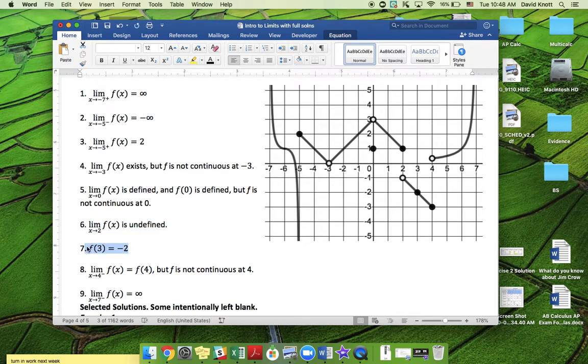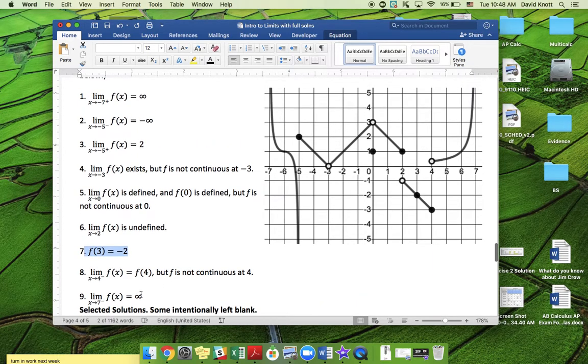f of 3 equals -2. No one really had any trouble with that. That just means that your function should be at -2 at 3, right? This one here, not too much trouble. People kind of got this.